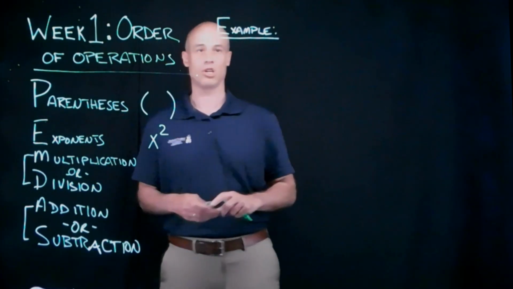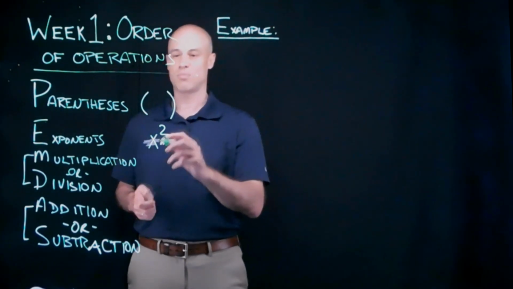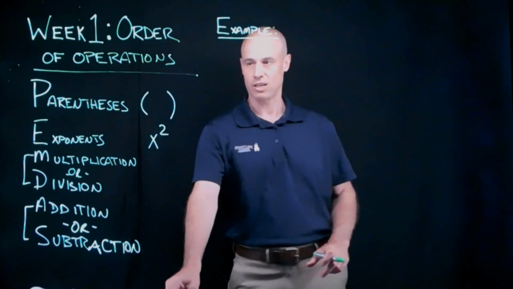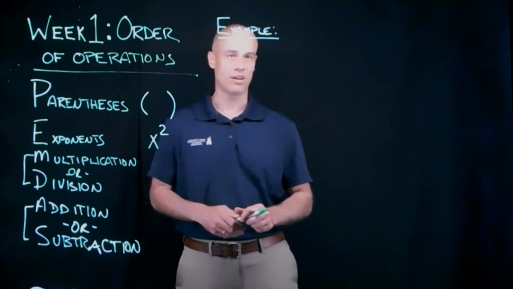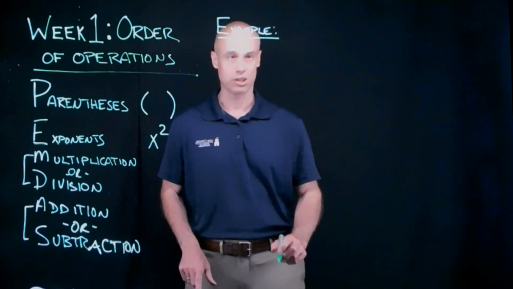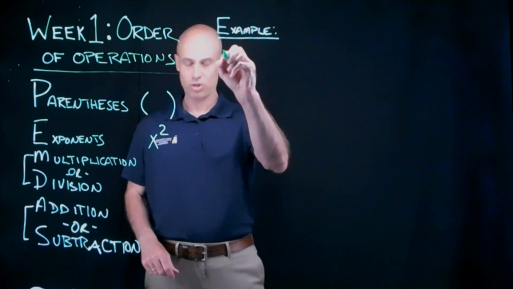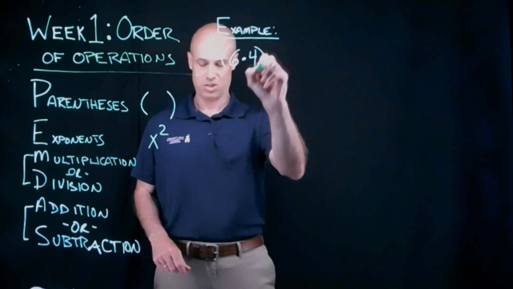So with parentheses, we're going to go from the inside out. So if we have one set of parentheses inside of another, we'll start on the inside. For multiplication and division, we're going to go left to right. And addition or subtraction, we're also going to go left to right. So let's do a real quick example here. A simple one here to get things started.